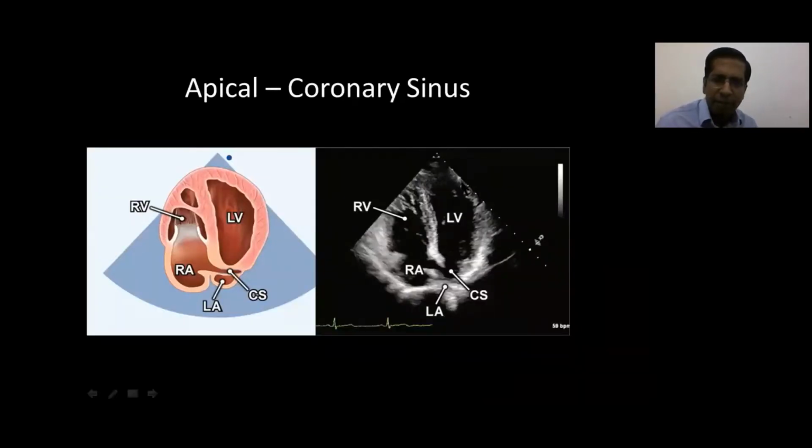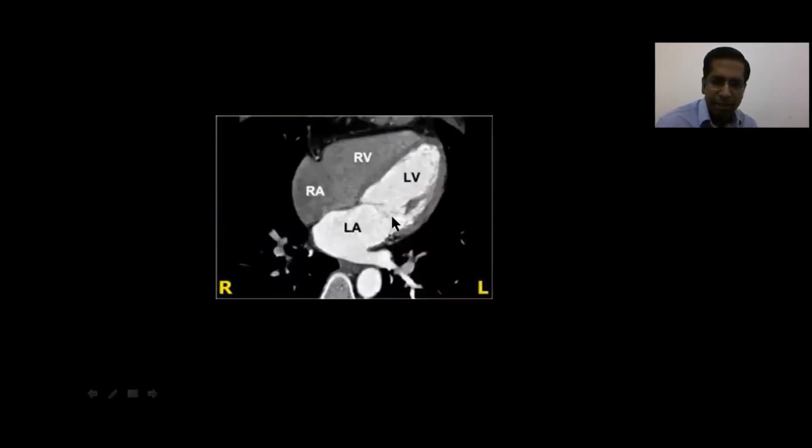Now, when we tilt it a little posteriorly, we get the coronary sinus, and that is with a posterior tilt, as we can see here. So this is a four-chamber view. Again, this is a CT image, the sternum here, aorta and spine at the back. And we can see that it is not very hard to understand or very difficult.